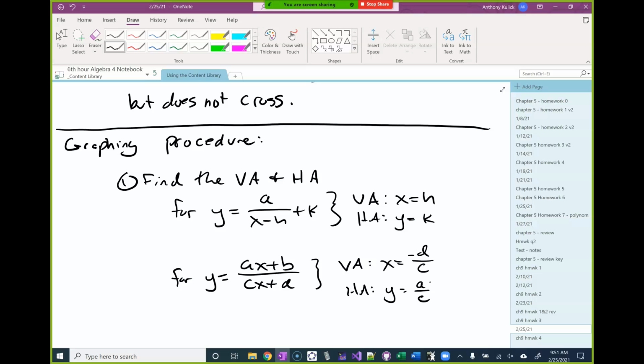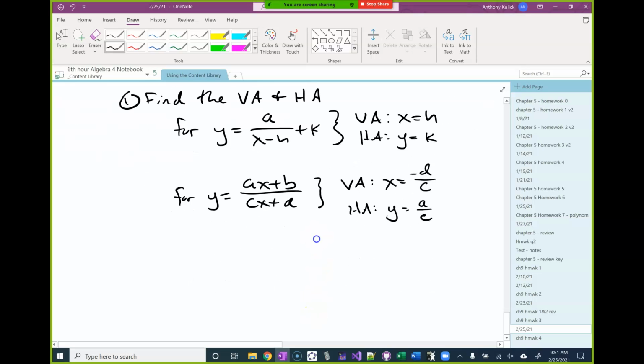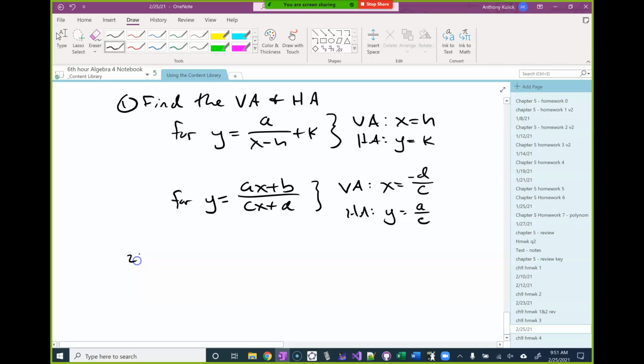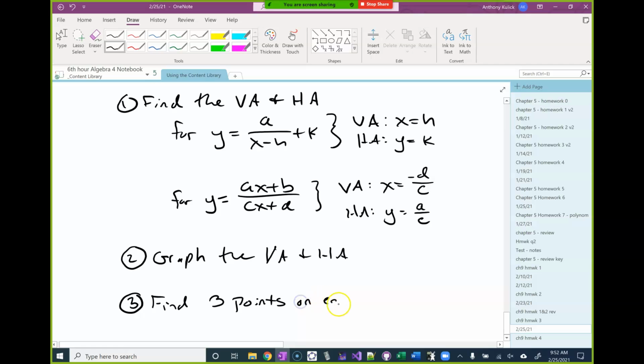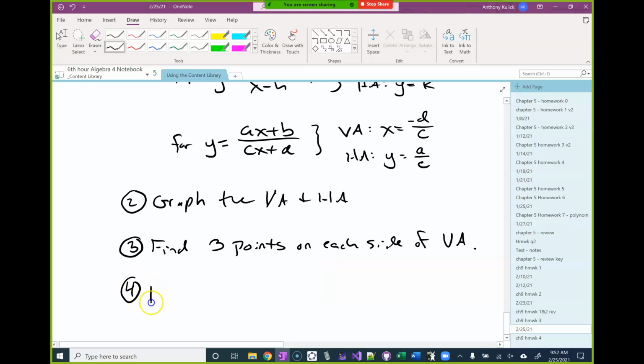So far, so good. After we've found those asymptotes, we're going to graph them. Then we're going to find 3 points on each side of the vertical asymptote. And then we're going to plot those points and draw the graph.